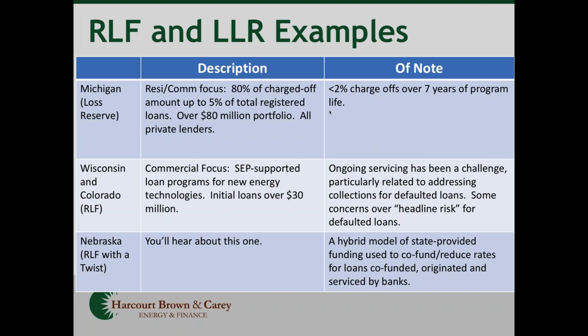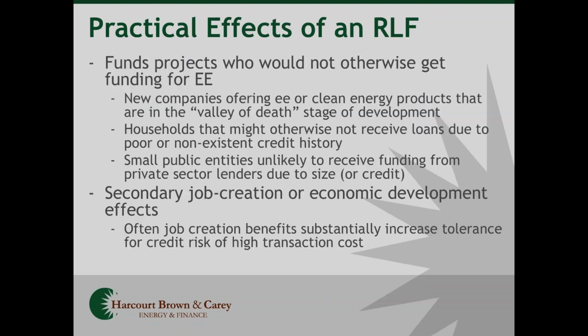A couple of examples: Wisconsin, Colorado, and a bunch of other states have had commercially focused revolving loan funds. In this example, both were supported through SEP-ARRA funding with quite a lot of initial participation. The interesting thing has been, in both cases, there have been some concerns about headline risk, about how to deal with defaulted loans or charged-off loans. It's been an ongoing concern that these two states have had. Nebraska, I'll just mention only to say that you're going to hear more about it, but it's a hybrid model that I think is very interesting and worth looking at.